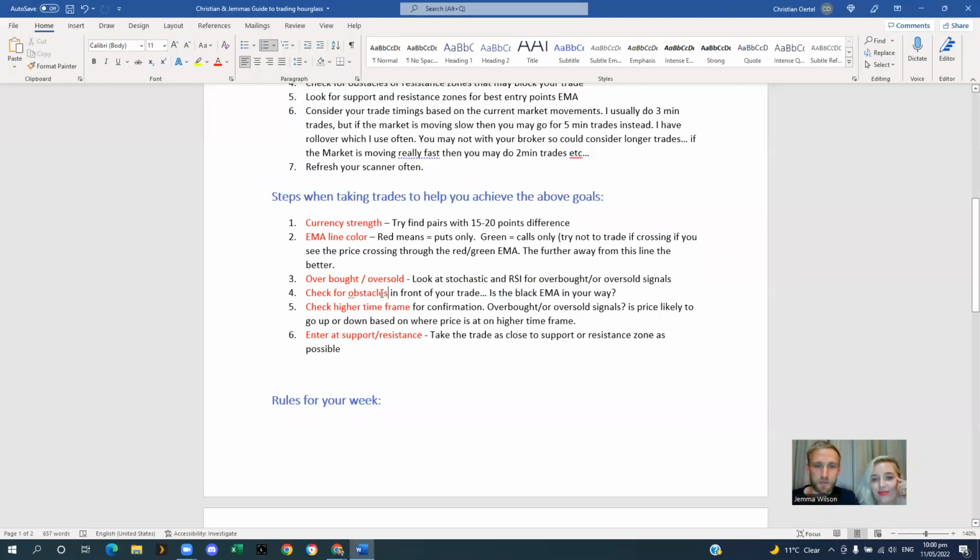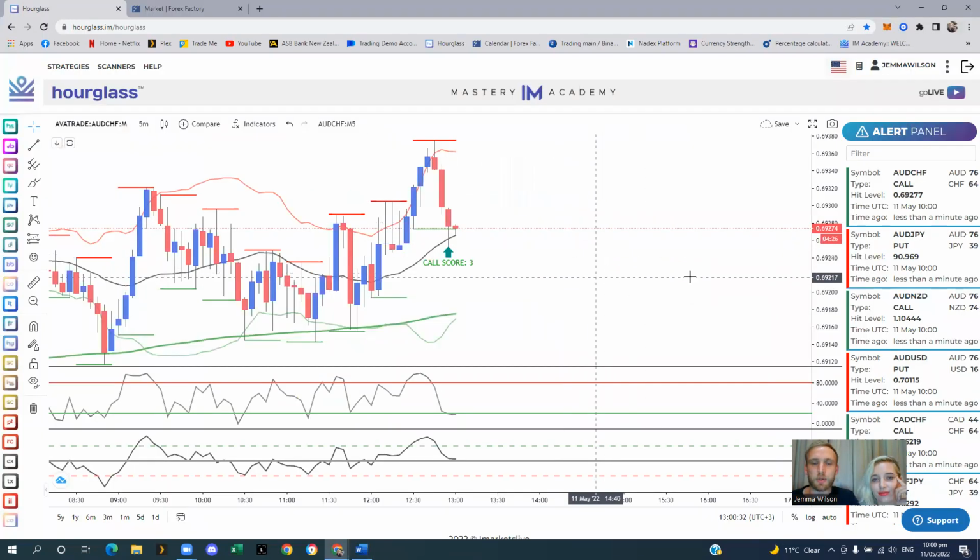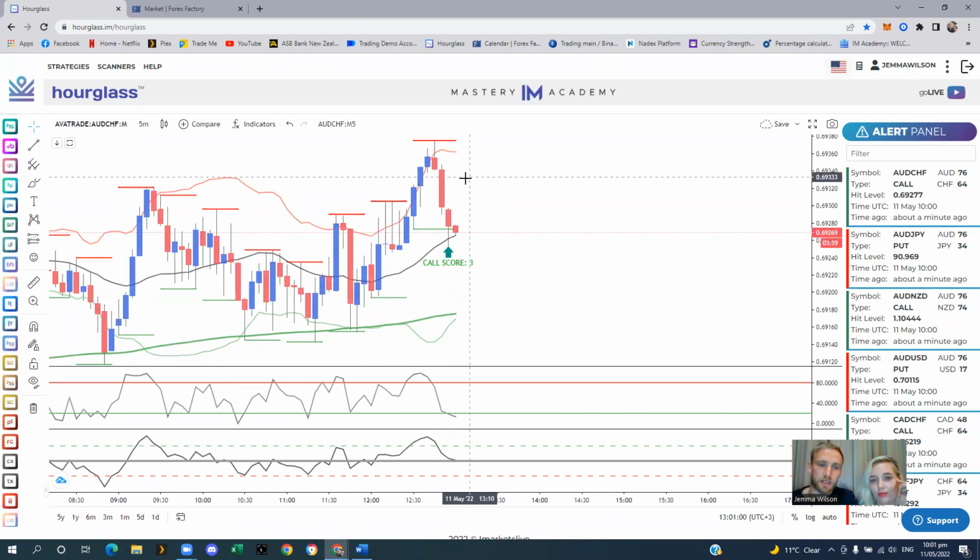So when I say check for obstacles in front of your trade, one thing to look for is the EMA. Okay, so I don't know if I can find an example of it, but let's just say in this one here, if we were trading down, the EMA is here, and just like our resistance lines, the price bounces off the EMA and it uses it as a support or resistance. So if I was, for example, going for a downwards trade, a put, and everything was lining up with those first 3 steps, but the EMA was right in front of me, then that could kill my trade, because it could bounce off it and spike me out. So it's something to look out for.